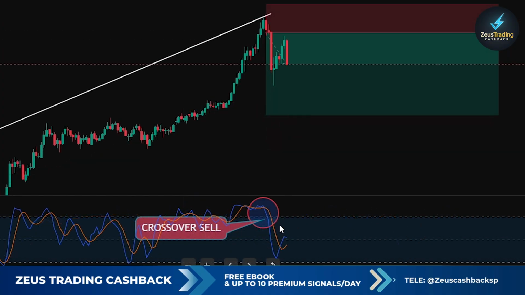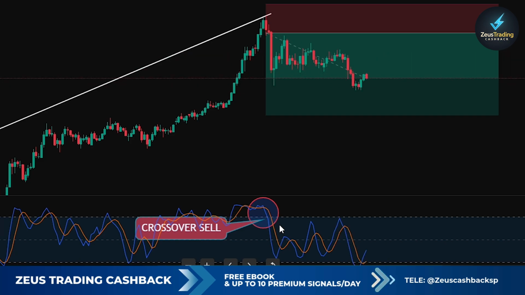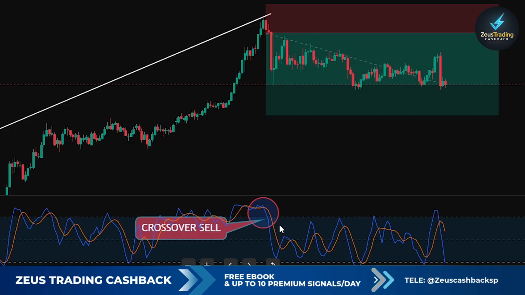In the second case, we see regular divergence. Price forms a higher high, but stochastic prints a lower high. This indicates momentum is weakening. If this happens right at a strong resistance level, it provides a golden short entry before the reversal begins.